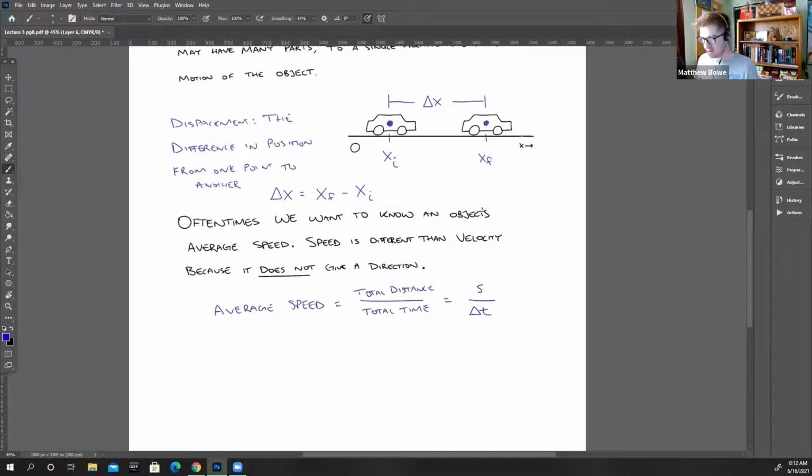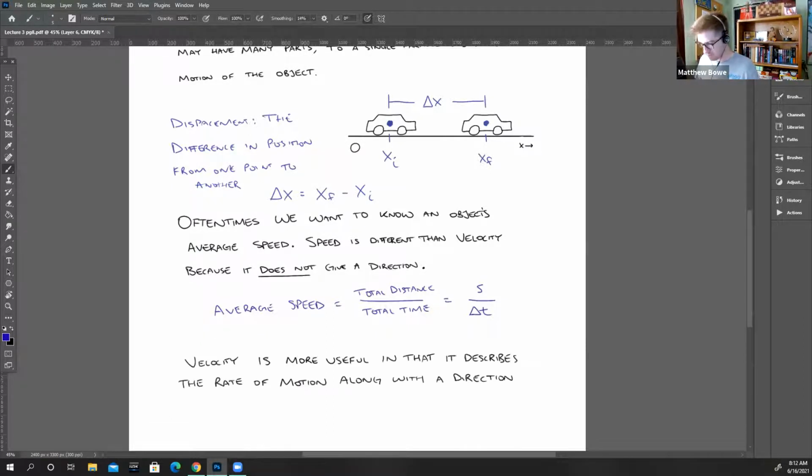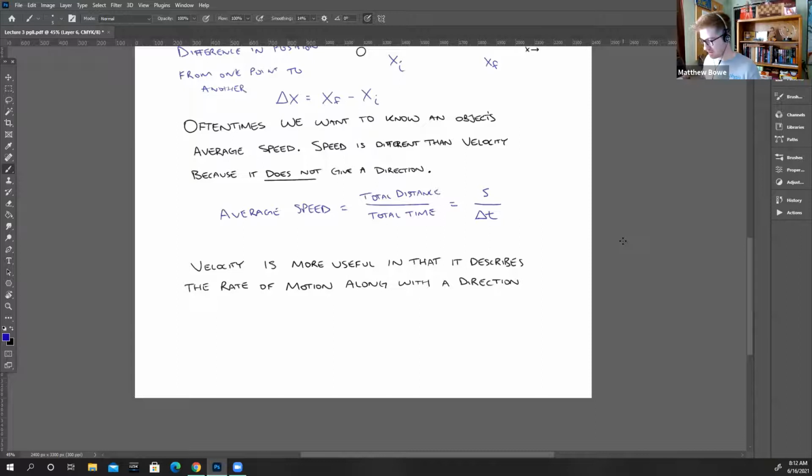But speed isn't always what we want. Sometimes we want something more accurate, like velocity. Velocity is going to give us the rate of change. It's going to tell us how quickly something's changing position, but it's also going to tell us the direction. So it's going to give us more information. It's more useful.